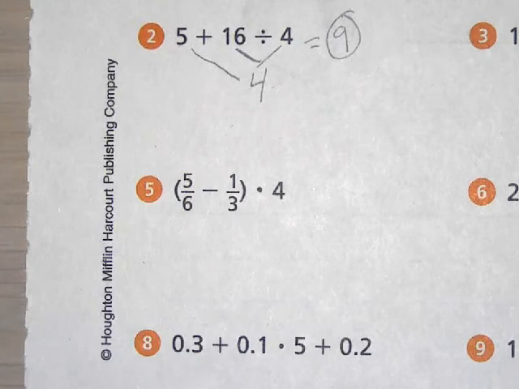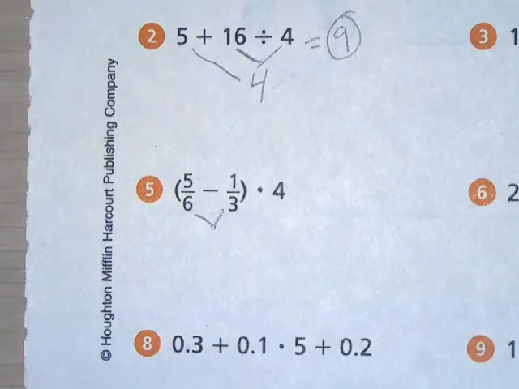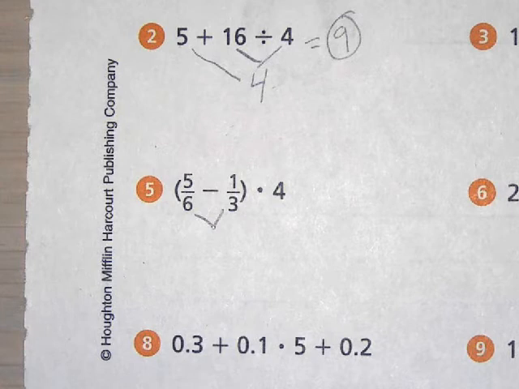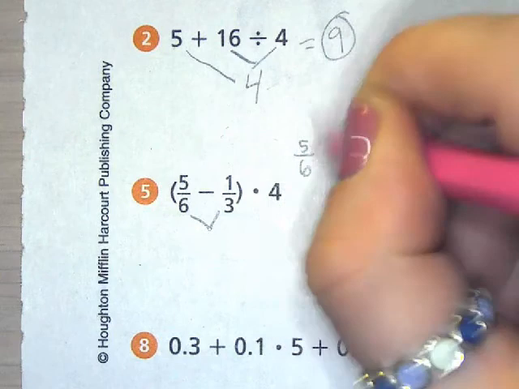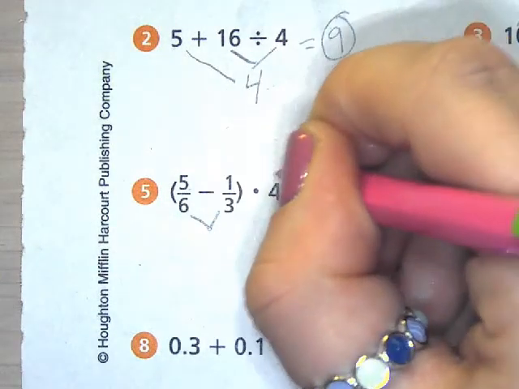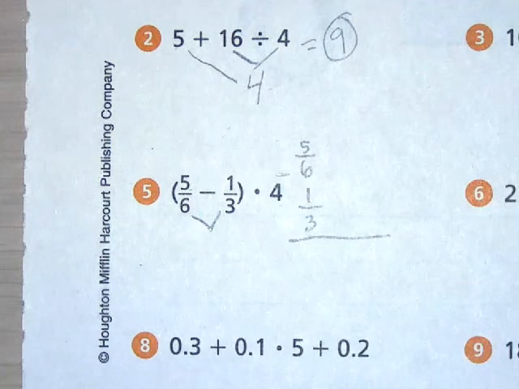Number 5. There are already parentheses. Woohoo! There's no question. I get to start right there. Put a caret. Oh, no. 5/6 minus a third? Can't do that. They don't have the same denominator. This is clear back to Unit 1. Stack it up. Ready? 5/6. Is it minus? It is. Minus 1/3.